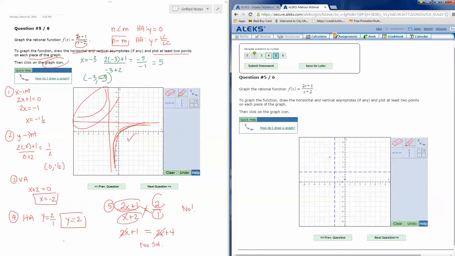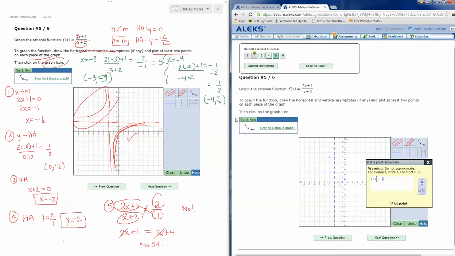Now let's plug in x equals -4. So I have 2 times -4 plus 1 divided by -4 plus 2, and that's -8 plus 1, which is -7, over -4 plus 2, which is -2, and that simplifies to just 7/2. So now I want to plot the point (-4, 7/2). So x is -4, and for y I'm going to pick the fraction and type in 7/2 and plot the point.